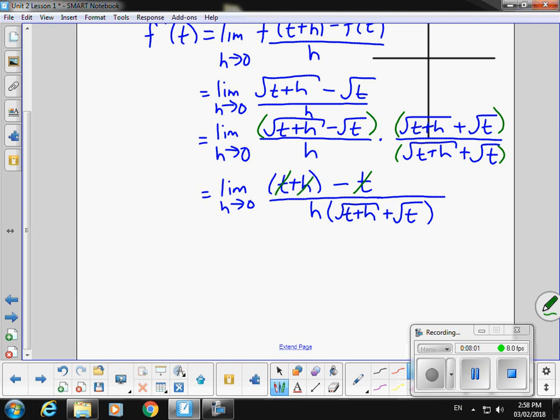I can divide out h's, and I am left with 1 over. I can put a 0 in there right now. I would have root t plus root t, which is 2 root t. This derivative would only make sense for t greater than 0. Otherwise, we've got a problem.